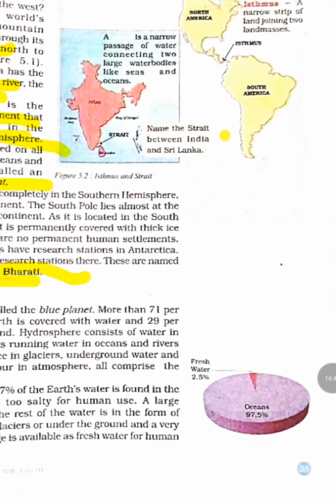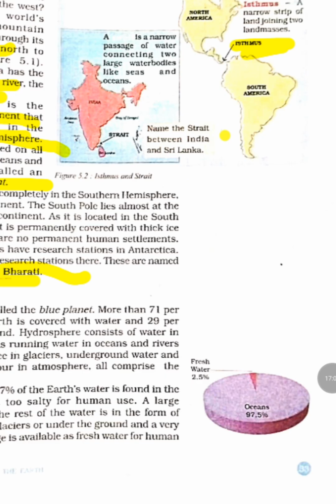First is the isthmus, a narrow strip of land joining two landmasses. An isthmus is a narrow strip between two landmasses. Example, the Panama Isthmus and the Panama Canal between North America and South America.